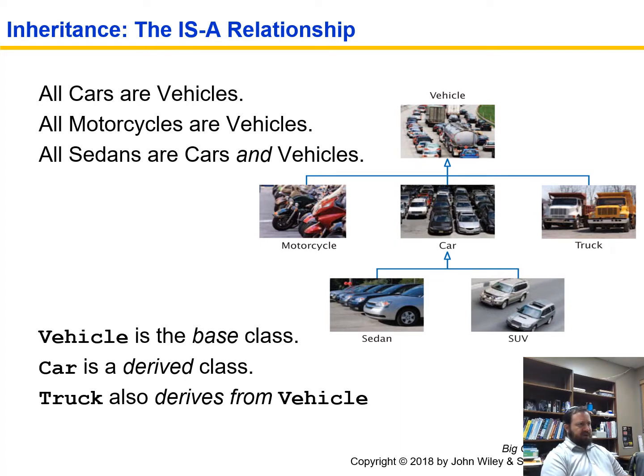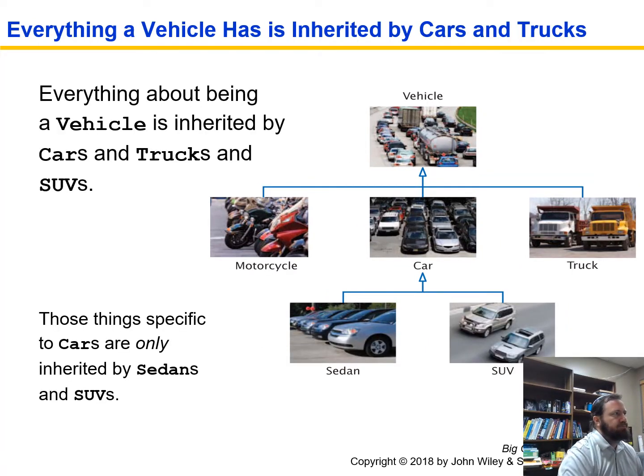Car is a derived class from vehicle. Sedan is a derived class from car. Truck also derives from vehicle. Motorcycle also derives from vehicle. We define vehicle very generally because we know that everything about being a vehicle will be inherited by a motorcycle, a car, a truck, a sedan, and an SUV. So vehicle in this case would just mean it has wheels and it holds passengers and maybe cargo and it goes places.